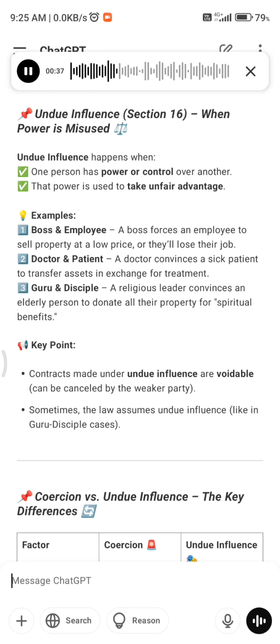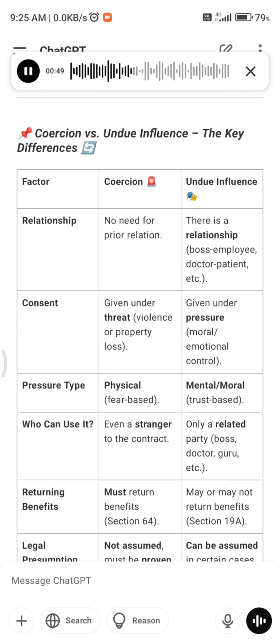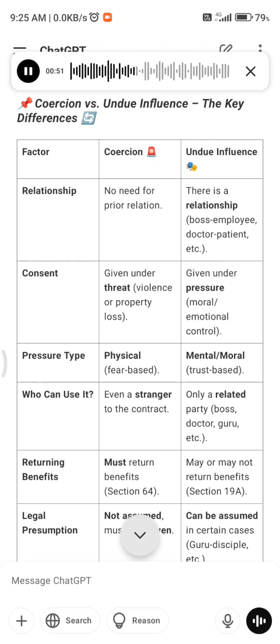Key point. Contracts made under undue influence are voidable, can be cancelled by the weaker party. Sometimes the law assumes undue influence, like in guru-disciple cases. Coercion versus undue influence, the key differences. Fact: coercion, undue influence.